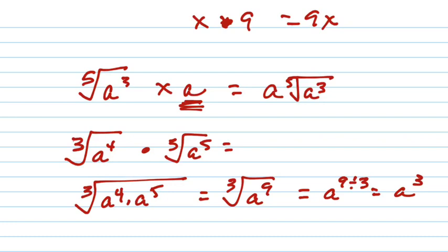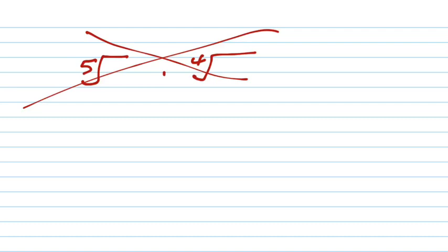You can't change the index. The index never changes with a radical unless you can take the root, like we did here. So if you had two radicals multiplied that had different indexes, you cannot do that. A fifth root times a fourth root just can't be done, so you just leave it the way it is.